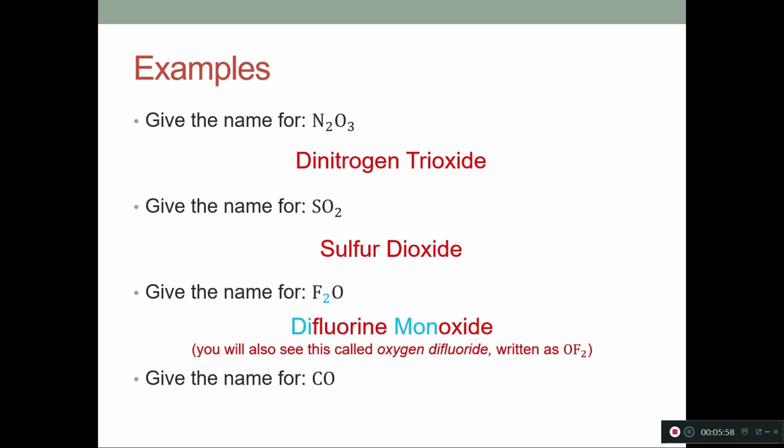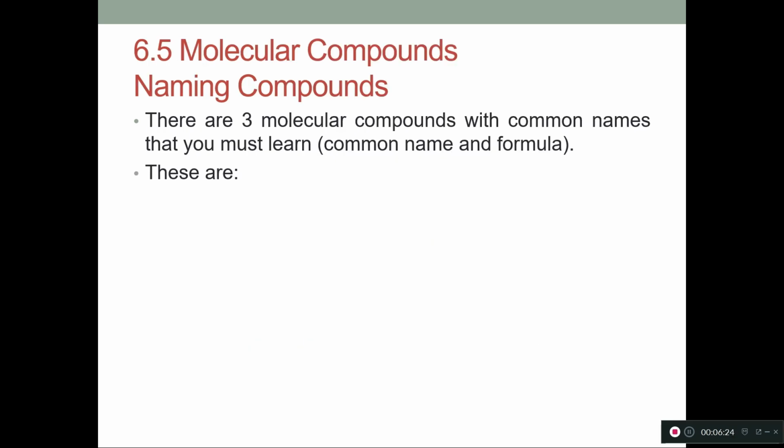The next one we have just CO, which means that we just have one carbon, one oxygen. Again, the carbon does not get the prefix mono, but the oxygen does because it's written second. So carbon monoxide here.